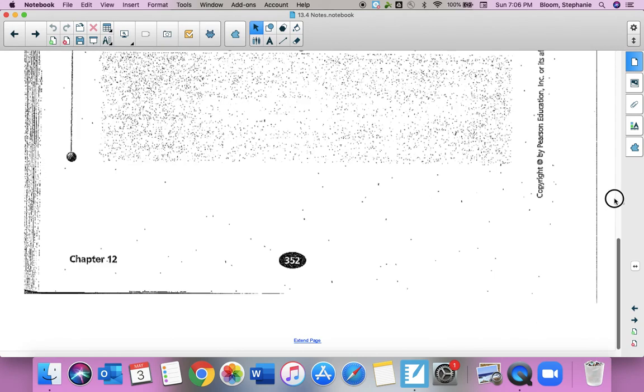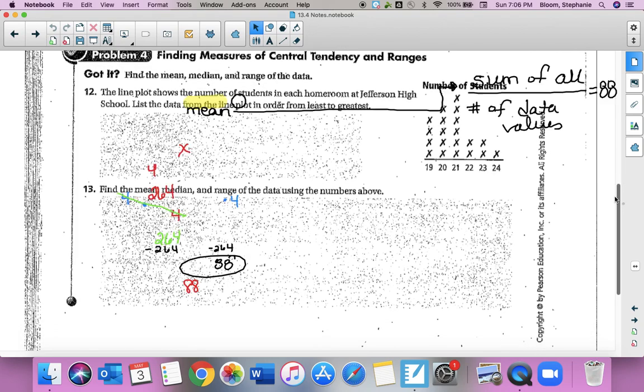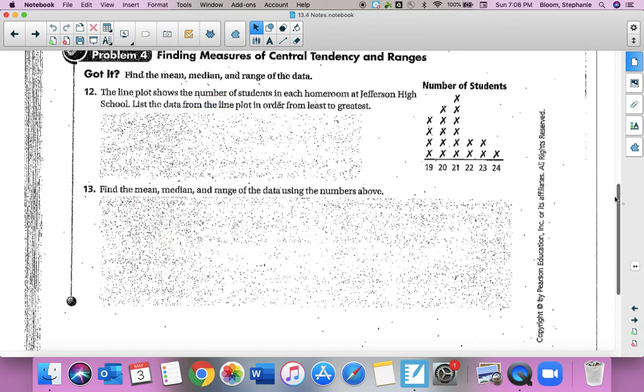So this last example here, I think it's the last one. All right, so here's what we have. Oh, just kidding. It's not the last. Sorry. Okay, so we are going to find the mean, median, and range of the data set. And I'm going to add in, because you guys need to know how to do this, we're also going to find mode. So add that in. All right, so here's what we have. The line plot shows the number of students in each homeroom at Jefferson High School. List the data from the line plot in order from least to greatest.